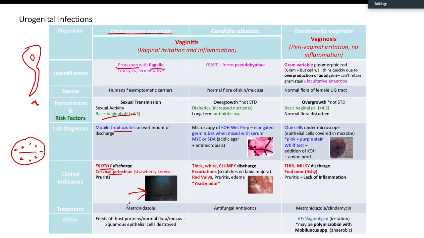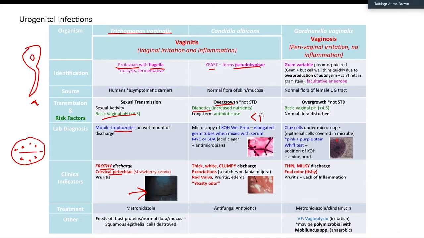So our Candida albicans is going to be a yeast that forms pseudohyphae, right? We're used to that in talking about Candida. This is an overgrowth. And so we're looking for a patient that is, say, a diabetic. Diabetics have a lot more sugar down there, and so they tend to have an overgrowth of fungus, okay? Their vaginal pH should be under 4.5, okay?